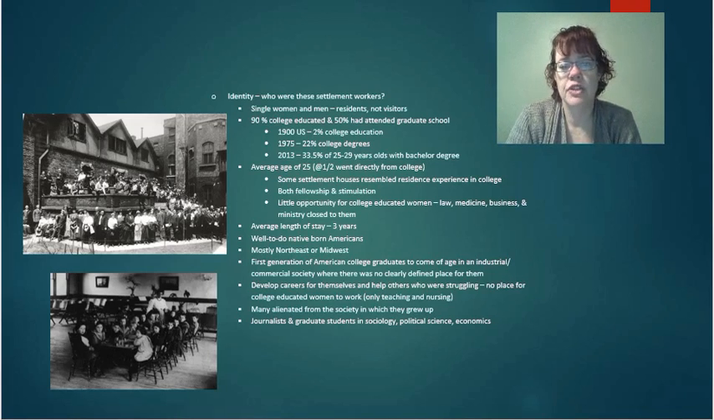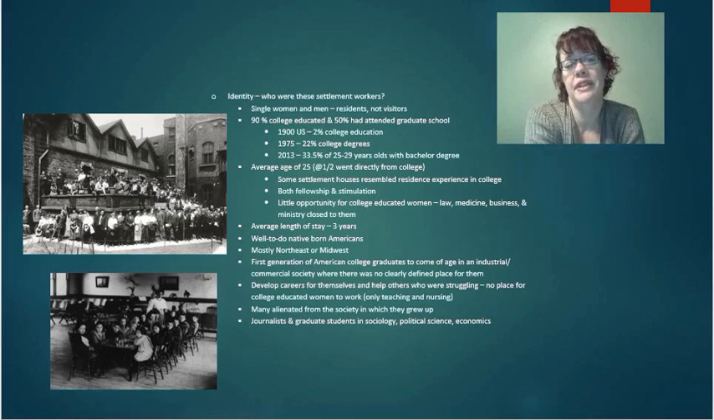Some settlement houses resembled residents' experience in college, so for them it was a very familiar environment. For them it provided fellowship and stimulation, a communal living. Little opportunity for college-educated women anyway. For a lot of women who were college-educated, law, medicine, business, and ministry were closed to them. So this was an opportunity not only to do some good for impoverished people, but to put their college degree to use in an occupation.